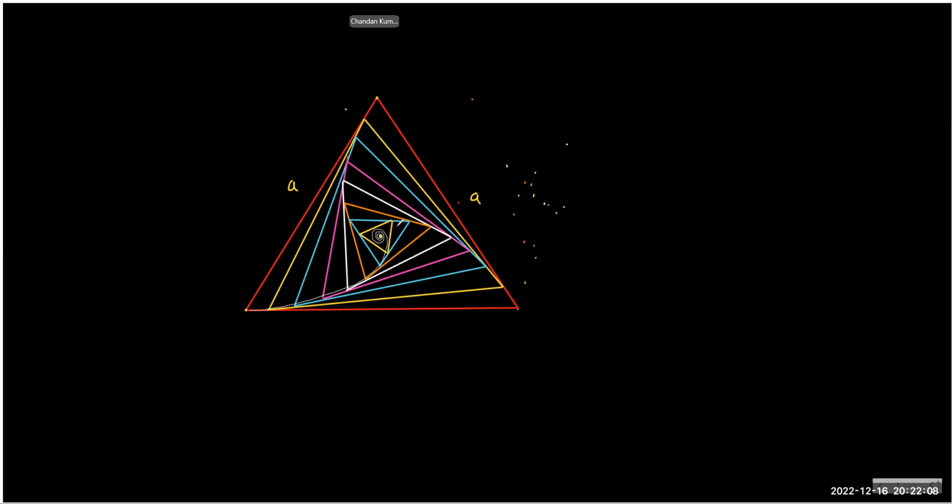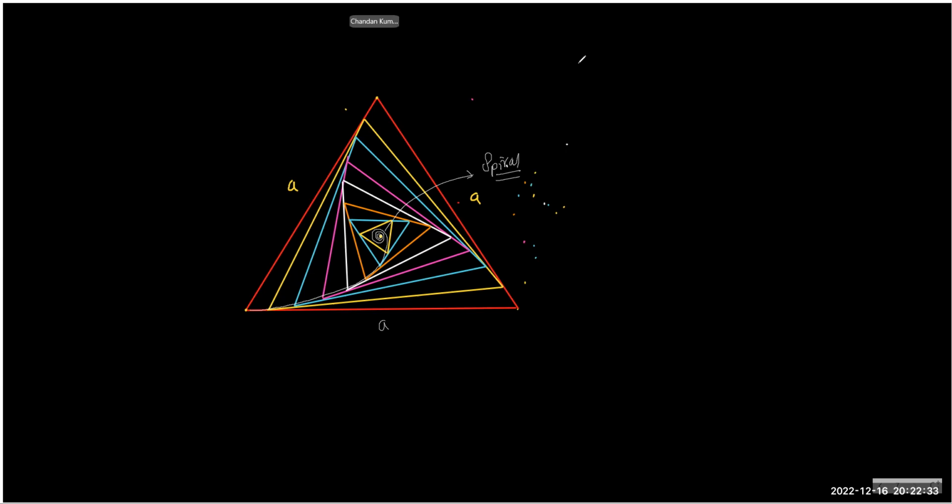This path has a special name. This is called a spiral. Is this clear? Yes, sir. So they will ask you a question: after what time they will meet. That's a very common question. After what time they will meet.